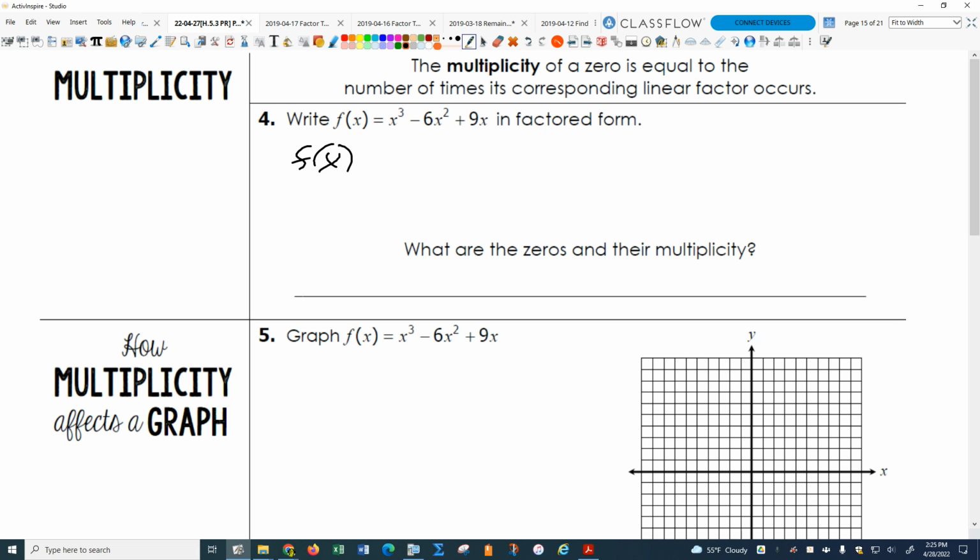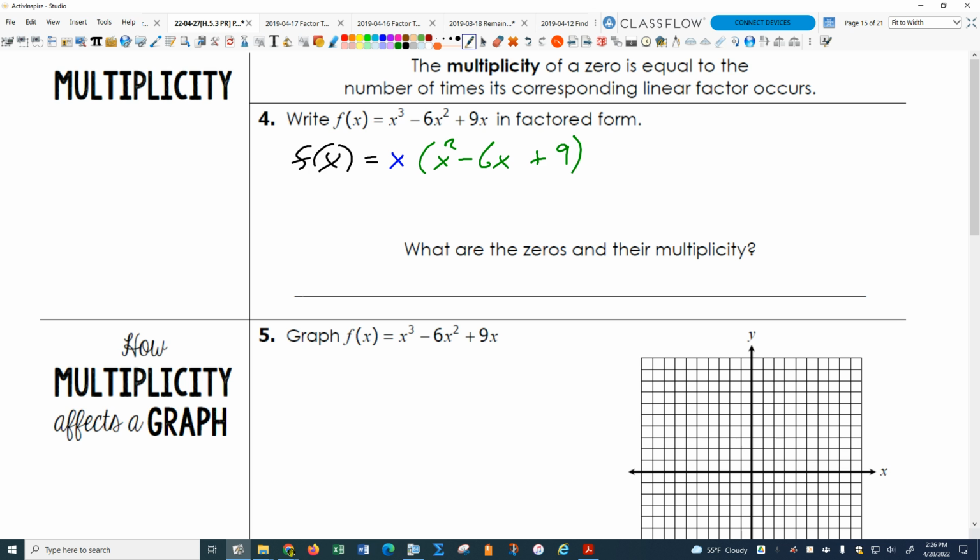What do I always try to do first when I factor? Yeah, I want to undistribute a GCF, right? So is there anything I could undistribute there? I could undistribute an x, okay? So if I take an x out of that, what's left behind? X squared minus 6x plus 9, okay.